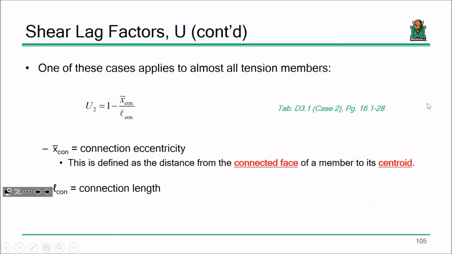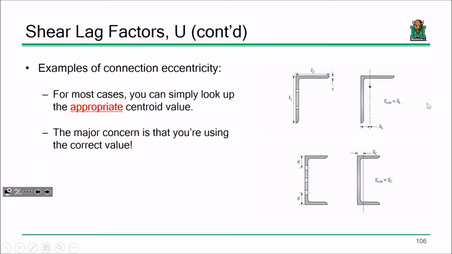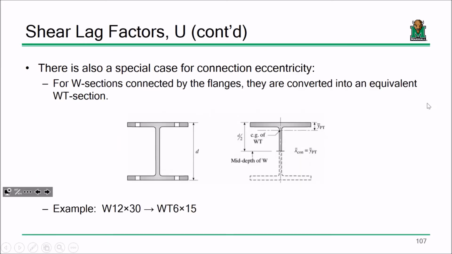If I've got this particular connection, and again, this is a unique snowflake. We're only talking about this particular type of connection. If I've got, let's say, a W12 by 30, I would go to the WT shapes, and I would find the WT 6 by 15, and then looking at the WT 6 by 15, I would look up the centroid, which we're talking about this centroid up and down from this connected face to this centroid, so I would look up y bar. So if I've got a W12 by 30 connected via the flanges, what would the connection eccentricity be? Let's pop quiz everybody.